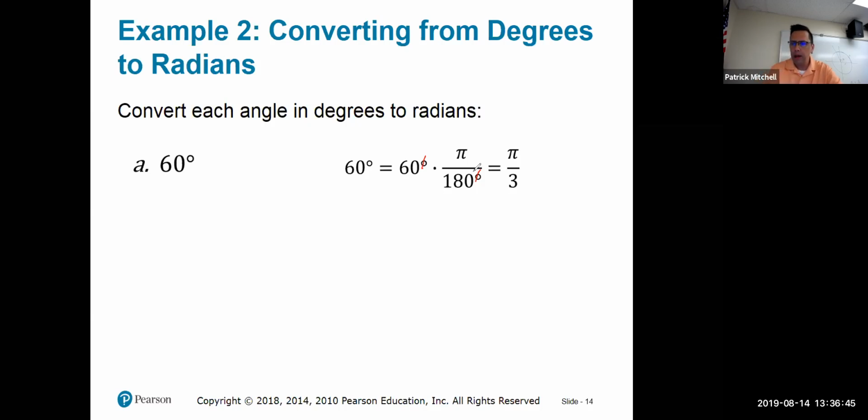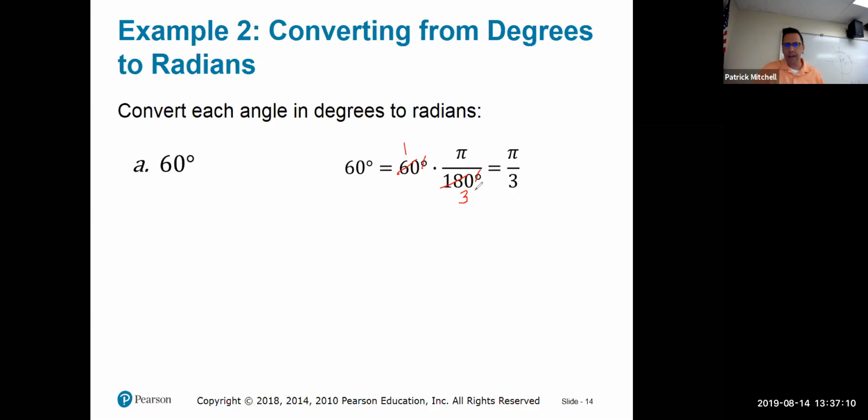Okay. And then I did not show all my work here, but that simplifies to pi over 3 because I also took out a common factor 60. Here, I'll throw that in while I'm here. So 60 divided by 60 is 1. 180 divided by 60 is 3. So that's how you get pi over 3.